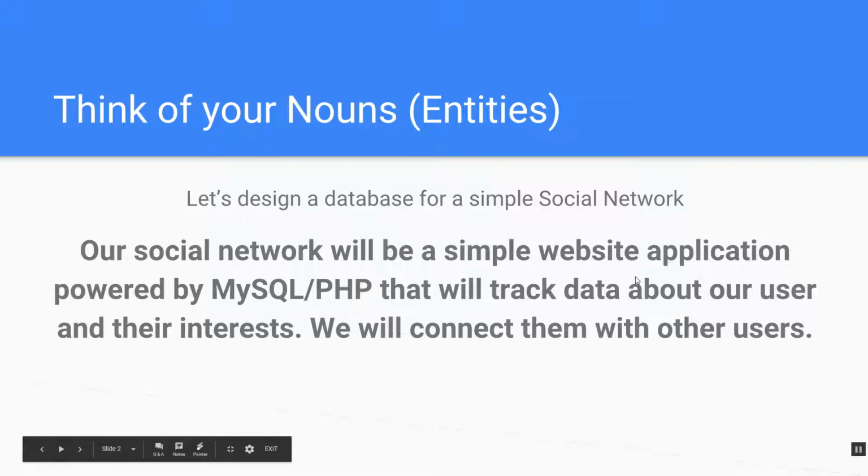Okay, so in our last video we talked about how the nouns of our user stories are going to become the entities for our database, and those entities translate into tables. So let's take an example of designing a very simple database, or actually just a couple of tables for a simple social network. Our social network will be a simple website application powered by MySQL and PHP that will track data about our users and their interests. We will connect them with other users.